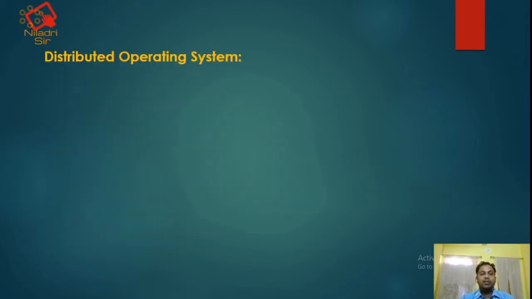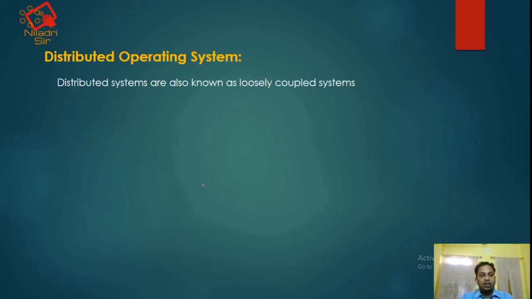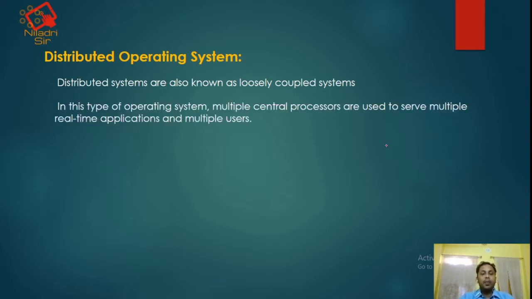So, at first, let's discuss what a distributed operating system is. Distributed systems are also called loosely coupled operating systems. In this type of operating system, multiple central processors are used to serve multiple real-time applications and multiple users. So there are multiple CPUs to serve multiple real-time applications and multiple users.